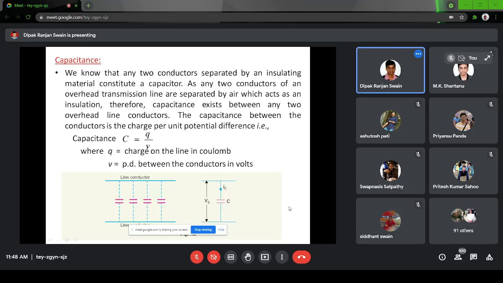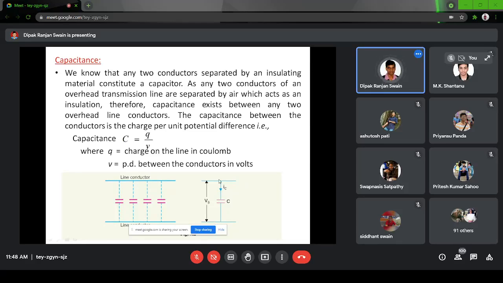Now, whenever you have a capacitance, a charging current flows through it. What is the effect of this charging current? Let us say this is the sending end current, coming from the left-hand side. Part of that, instead of going towards the load, bypasses the load and flows through the capacitor.